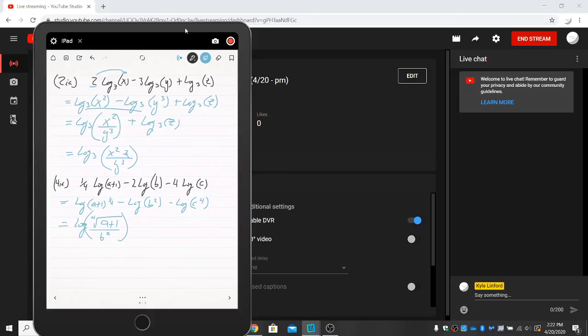When we're subtracting, the subtracted value goes into the denominator, and then we're also subtracting a log of c to the 4th. Well, that means we're going to have log the 4th root of a plus 1 all over b squared c to the 4th. Again, because I'm subtracting, I know that this goes into the denominator. It's part of my division, okay? And this would be our final answer yet again.